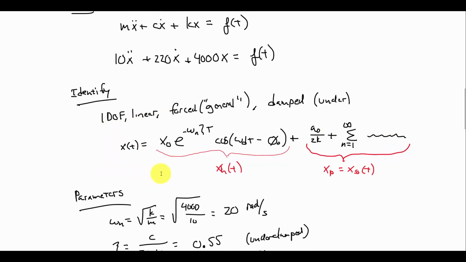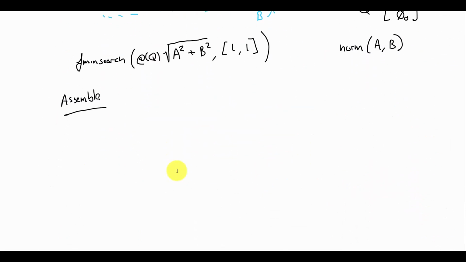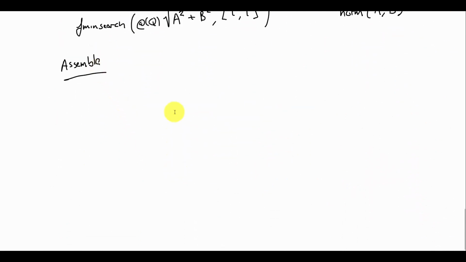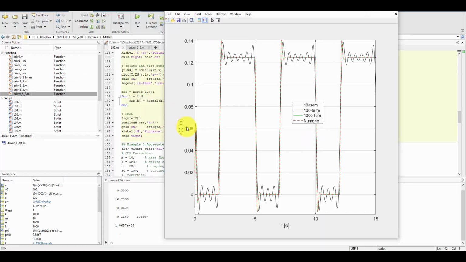Right, so that's the assemble step, which we did in MATLAB. We put together the whole solution in MATLAB, and the solution quality will depend on how many terms we use in that summation. So here, just as a sample, 10, 100, and 1,000 terms. The 100 and the 1,000 look basically the same, and we compared it to a numeric solution with ODE 4.5 and saw really good agreement with the 100 and the 1,000 term with the numeric solution.